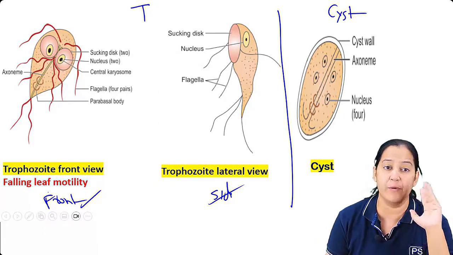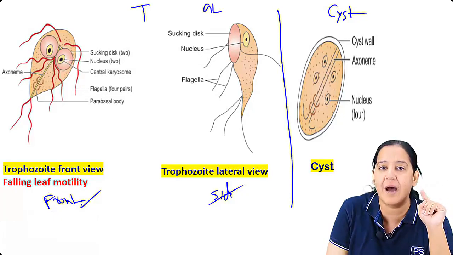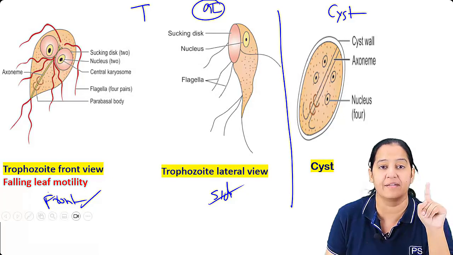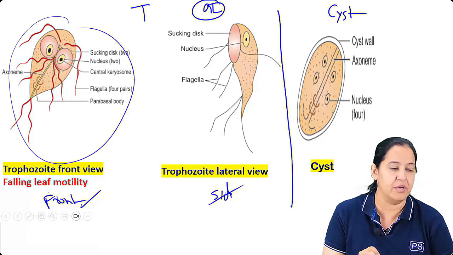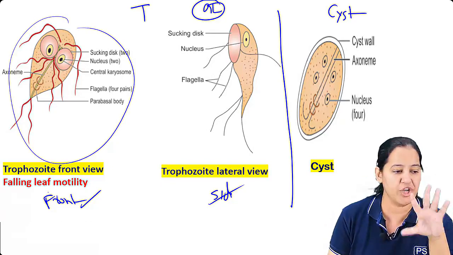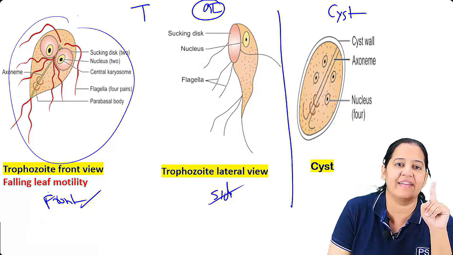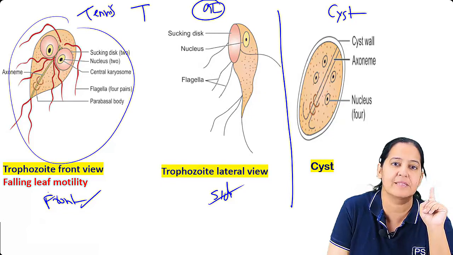So see the front view. Maximum questions. I am teaching you Giardia lamblia. Please understand the trophozoite. So this one I am drawing on the next page. So first tell me the shapes. What shape is it looking like? Is it looking like a tennis racket? You say, ma'am, yes, it is looking like a tennis racket.